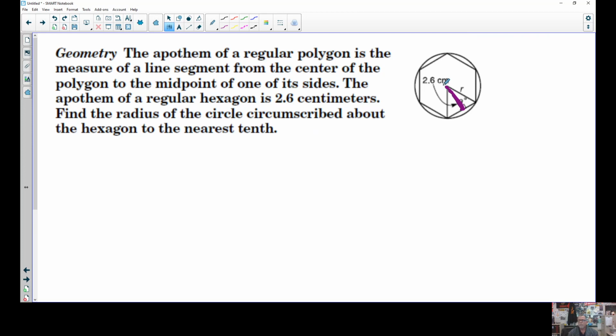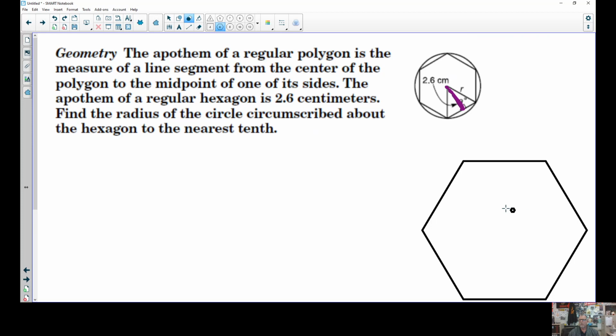Let's see. The apothem of a regular hexagon is 2.6 centimeters, okay? Find the radius of the circle circumscribed about the hexagon to the nearest tenth. Okay, so I need to do some work here. I'm gonna redraw this like I always tend to. I'm gonna make my own hexagon over here a little bit bigger for me to work with.